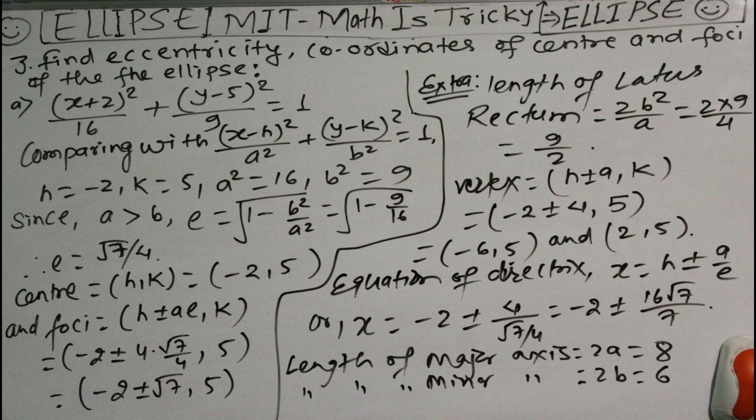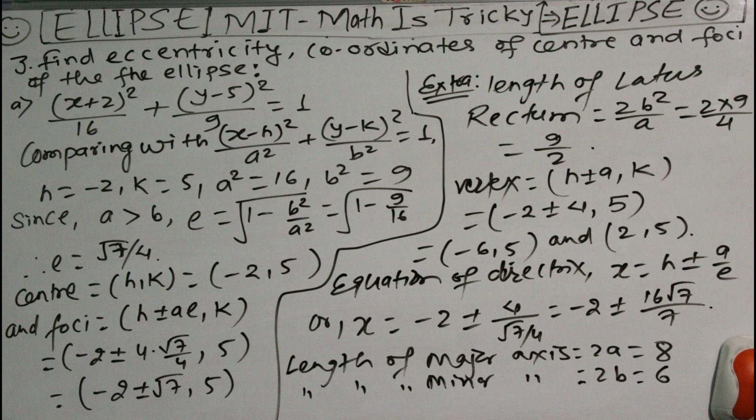Okay, so the first question is here, (x plus 2) whole square by 16 plus (y minus 5) whole square by 9 equals 1. Comparing this with (x minus h) whole square by a square plus (y minus k) whole square by b square equals 1, we get here h equals minus 2, k equals 5, and a square is 16, that is a equals 4, and b square equals 9, means b equals 3. Since a is greater than b, the eccentricity will be given by the square root of 1 minus b square by a square, that is e will be root 7 by 4, and the center is (h, k), that is (minus 2, 5). Foci will be (h plus minus ae, k).